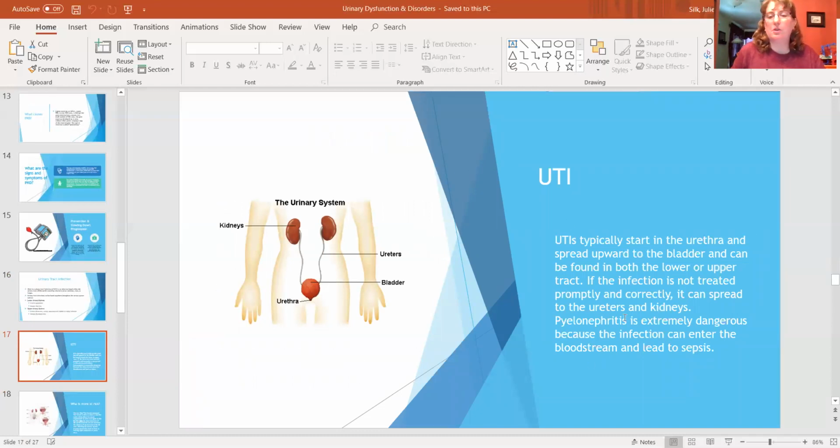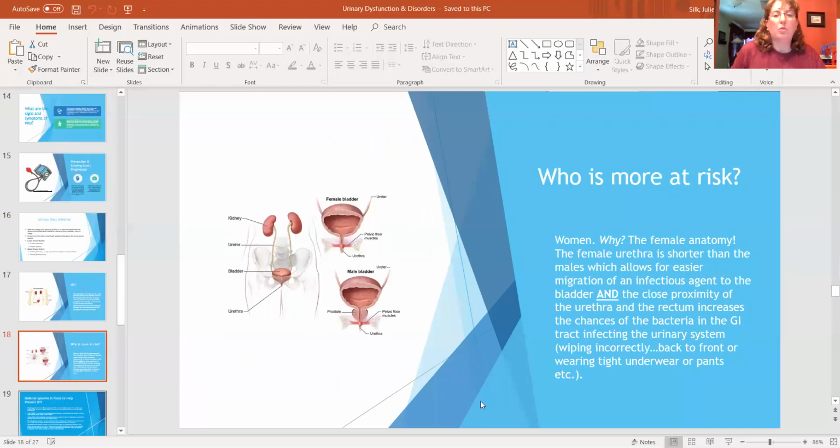Okay, I just kind of told you all of this stuff, but you fast forward to this. So who is more at risk? So it seems like women are always more at risk for everything, right? So women are because of our anatomy. The female urethra is shorter than the male's, which allows for easier migration of stuff to get up there. And also the close proximity of the urethra to the rectum. So sometimes people don't wipe the correct way and that's how they get stuff. You would think something that's simple, people would understand that, but you'd be surprised.